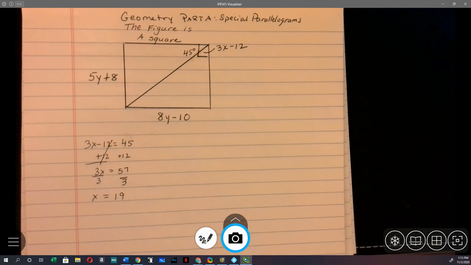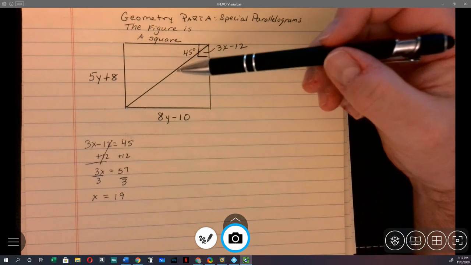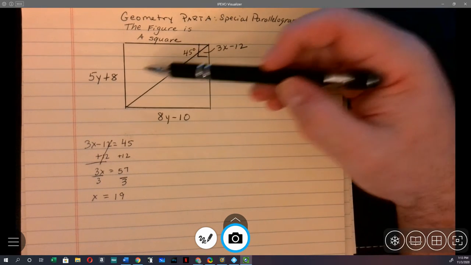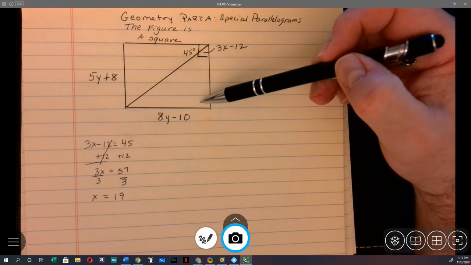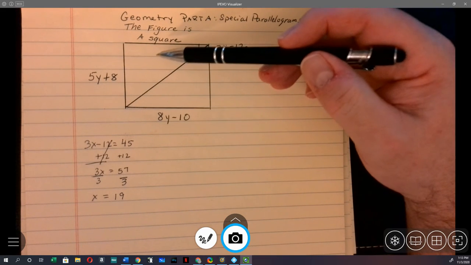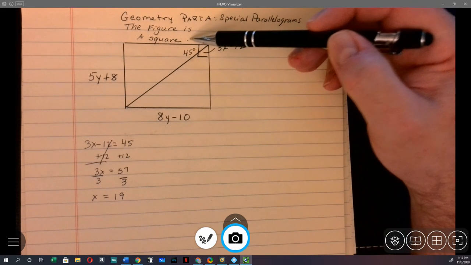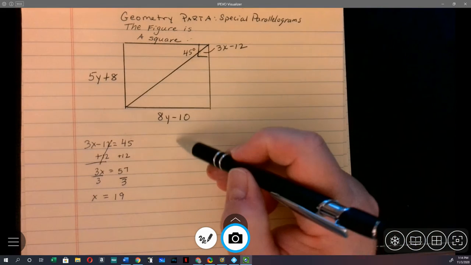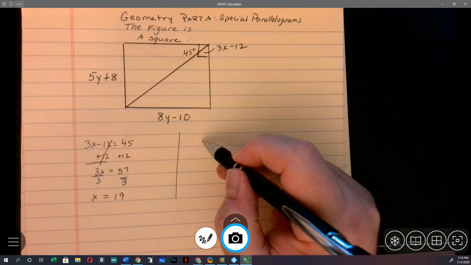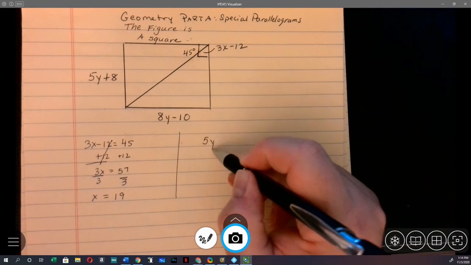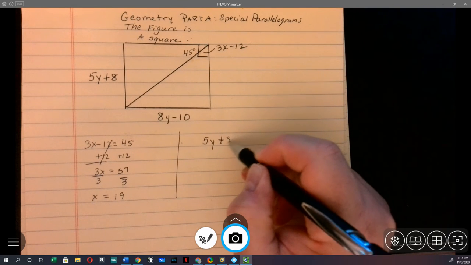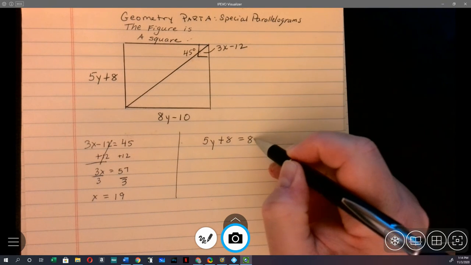So now what about y? Well, this is a square. So what do we know about a square? All the sides of a square have to be congruent. And we know that because we're told that the figure is a square. So how do we find y? Well, we set up the equation with those expressions equal to each other.